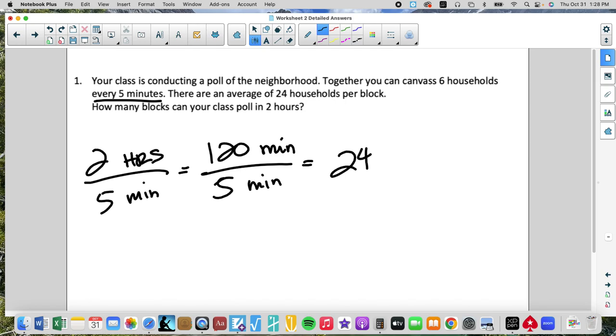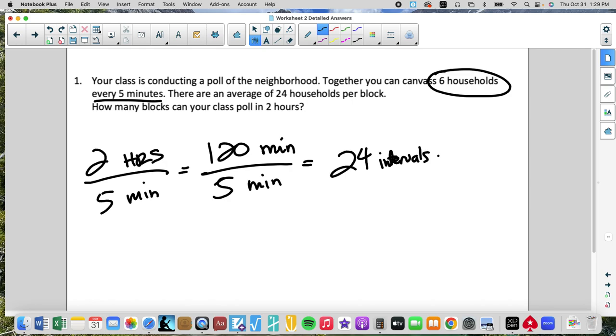24 5-minute blocks. And if I can do 6 households, 24, what would we call those? Intervals?